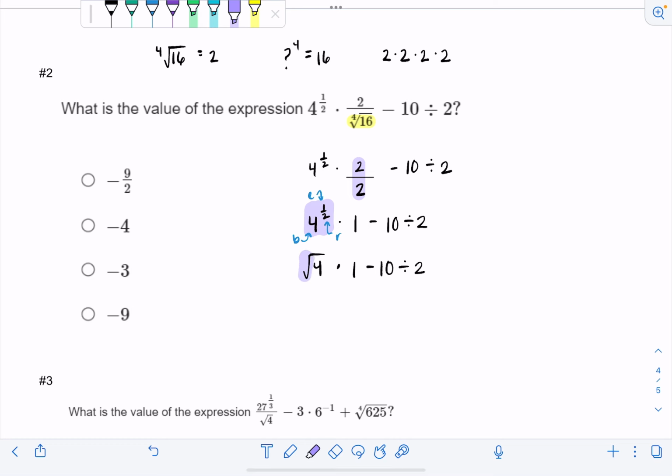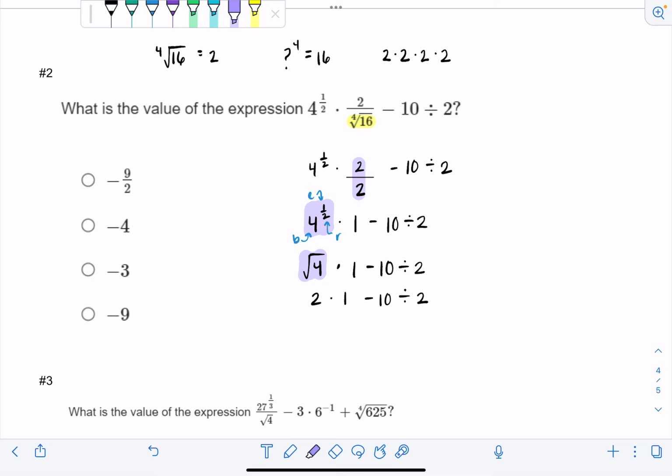So now we can just simplify the radical. Square root of 4 is 2, copy down the rest of the problem, so times 1 minus 10 divided by 2. So now we're moving on to the third step of the order of operations, or PEMDAS, which is multiplication or division, and we just go left to right.